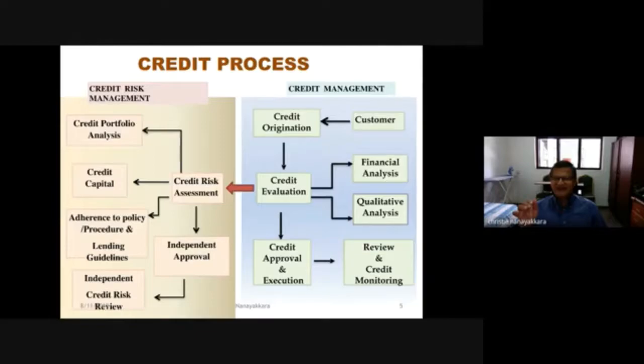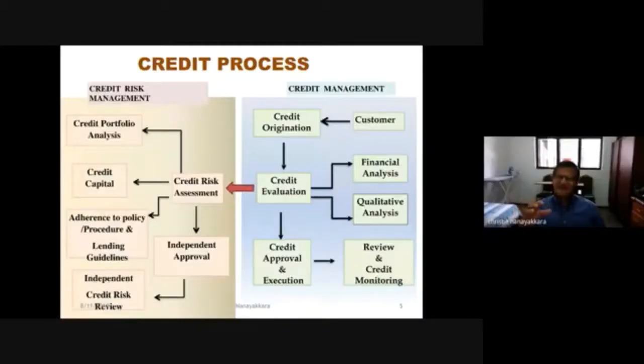Also, if it is a corporate client, you also run a report of all the directors, so that you will know the reputation of directors in order to give this facility. So what we will do here in the credit management on the business unit: customer walks in, you originate the facility, you give it to a credit analyst or a credit officer who is capable of carrying out a credit evaluation. He will do a financial analysis, he will do a qualitative analysis, then he prepares a paper.